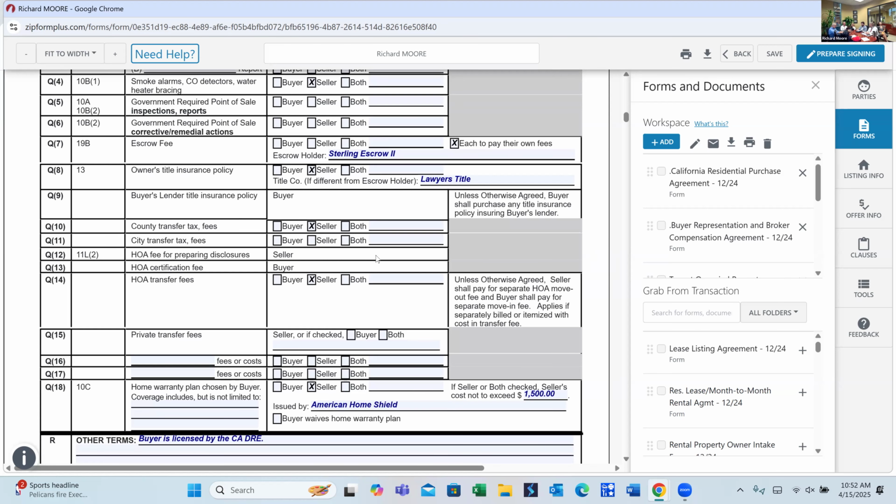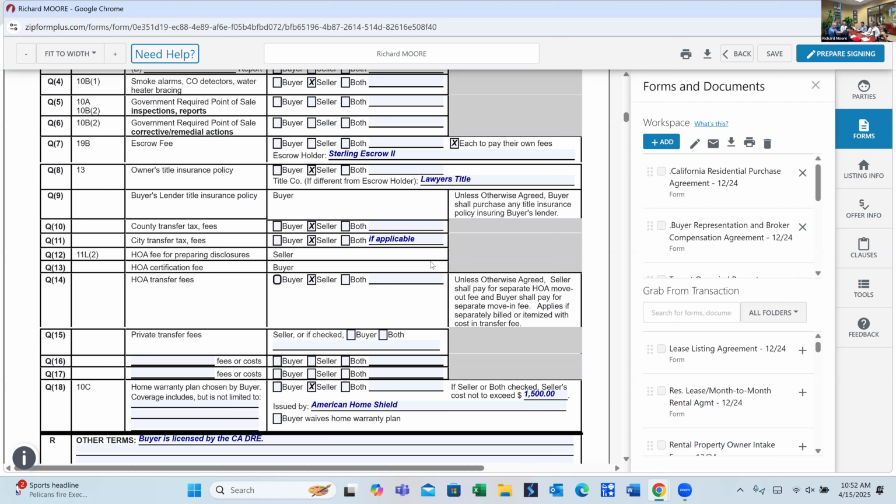City transfer tax and fees. There are none that I am aware of around here in Orange County. If you're not sure, specify who it is, then you can type to the right if applicable. At least it puts the party on notice that you understand that, hey, it may not be there, but let's just address it. And then Q12 and Q13, HOA fee for preparing disclosures, HOA certification fee.